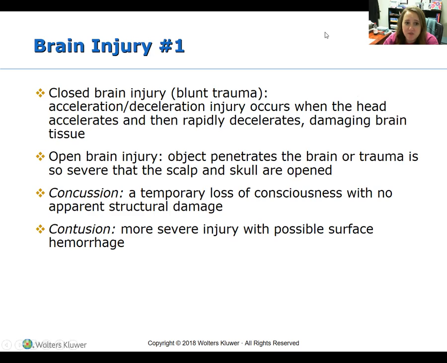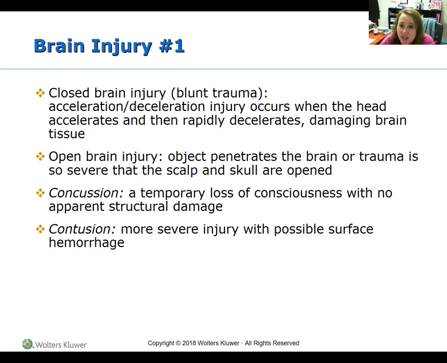Different types of injuries. We have a closed brain injury, which is a blunt trauma. This is where basically your brain bobbles around in your head. So you've either hit your head or you've had an acceleration, deceleration, and your brain's rattling around in there, right? So that's a closed brain injury. This is typically the worst and most severe. And then we have the open brain injury, and this is basically where an object penetrates the brain, and it's so severe that it penetrates through.